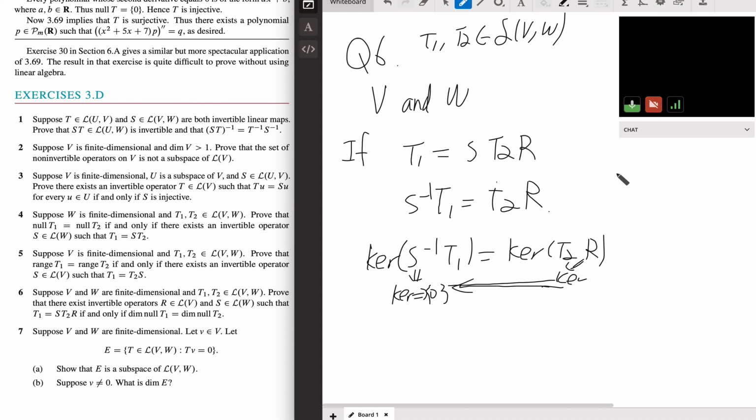Alright, so I'm starting to get the feeling that this S inverse and this R really don't matter in the grand scheme of the kernel. They don't really change the dimension. They shift the kernel around for the composition, but they don't really change the size of the kernel. Maybe to concretize that statement, there's definitely something we can do.